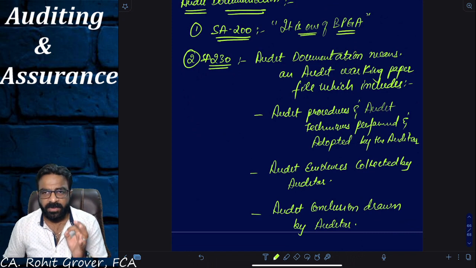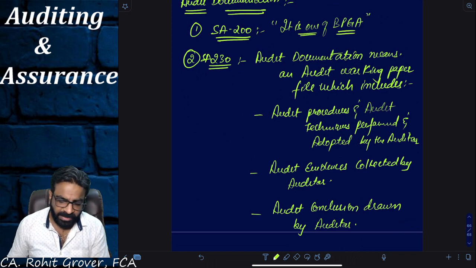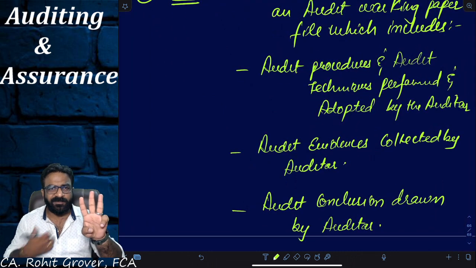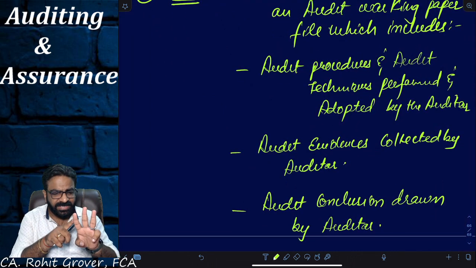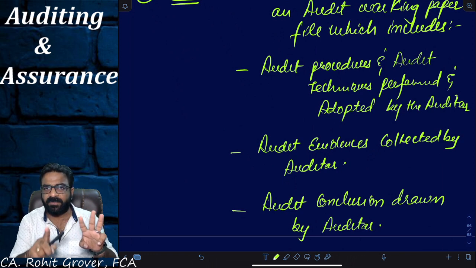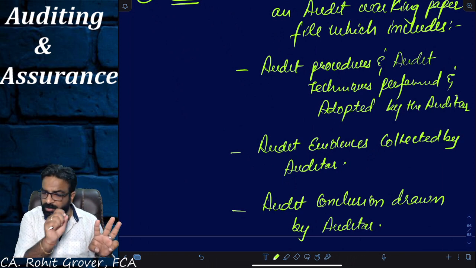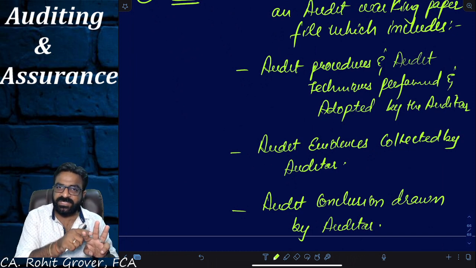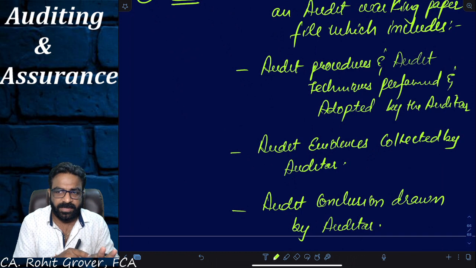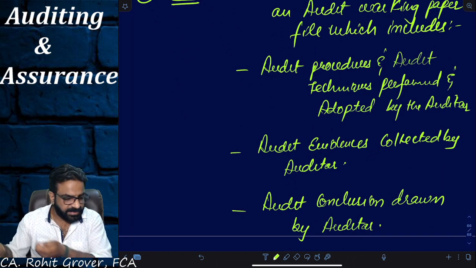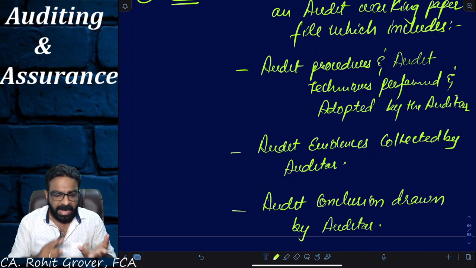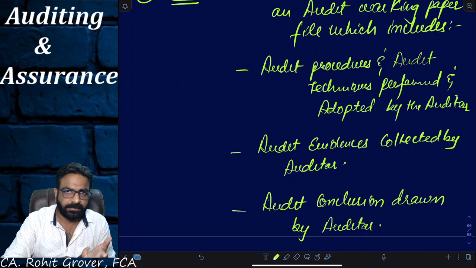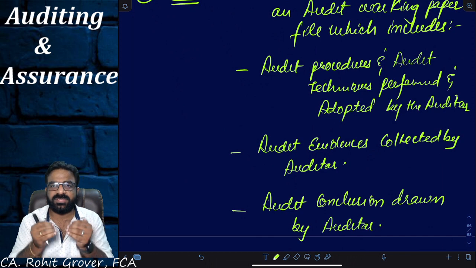So sir, what do you mean by audit documentation? Audit documentation means that working paper file which includes three things. My procedures and my techniques which I adopted when I did my client's audit. I will document it. I will make a note of it. The various evidences which I've collected during the course of my client's audit, I will include in that file. And the audit conclusions which are drawn by the auditor. Are you getting the point? What conclusions did I draw?